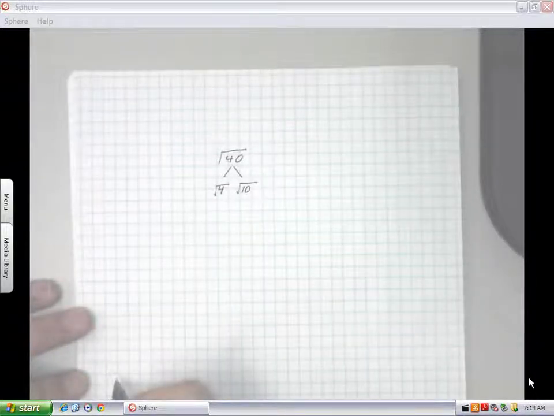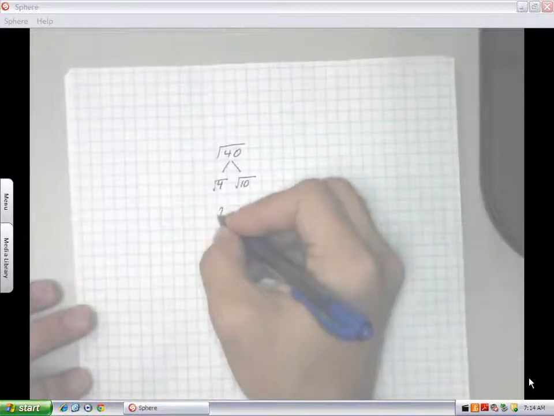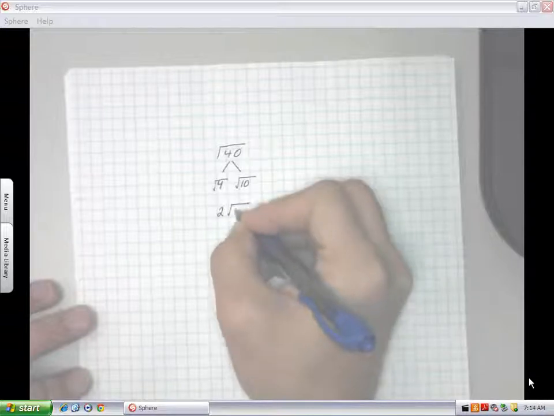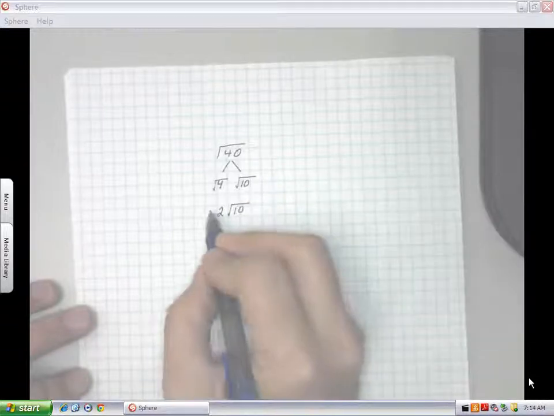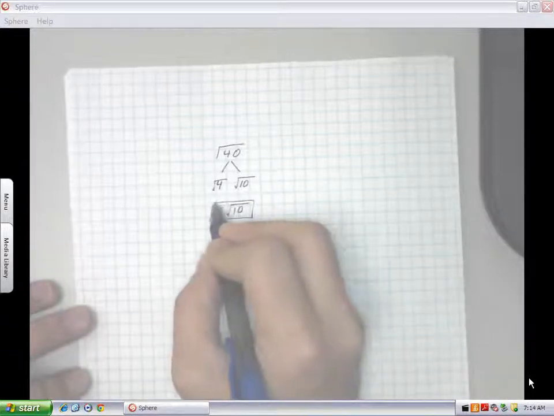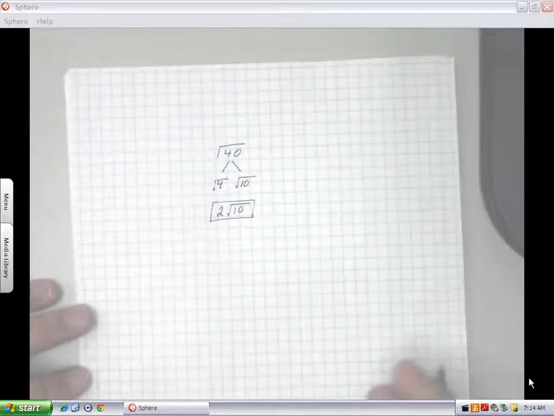And then I'm going to realize that the square root of 4, since 4 is a perfect square, is just 2. Square root of 10, since 10 is not a perfect square, remains the square root of 10. So I simplify the square root of 40 into 2 root 10.